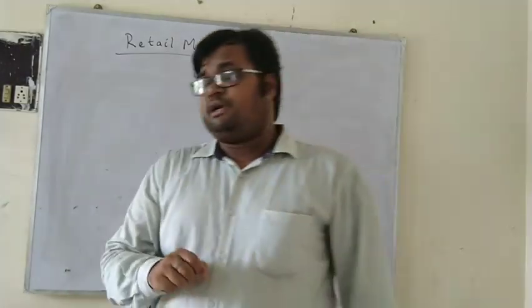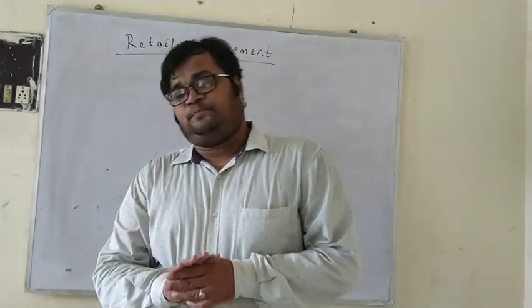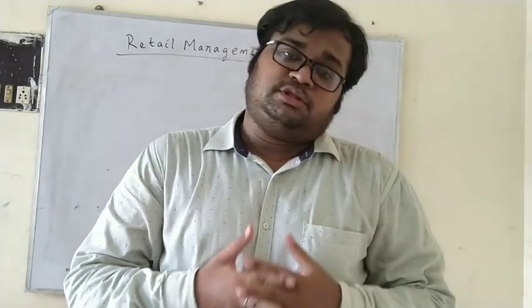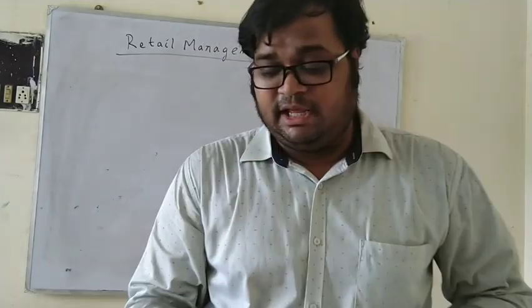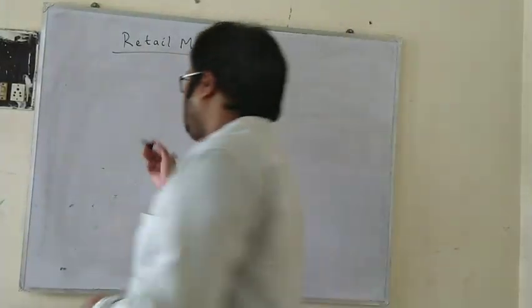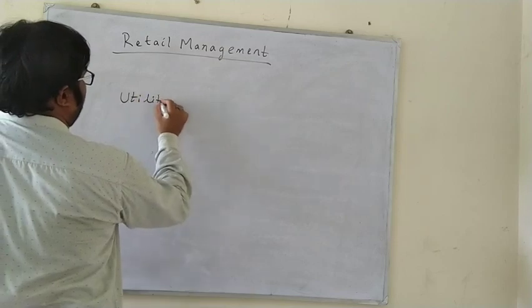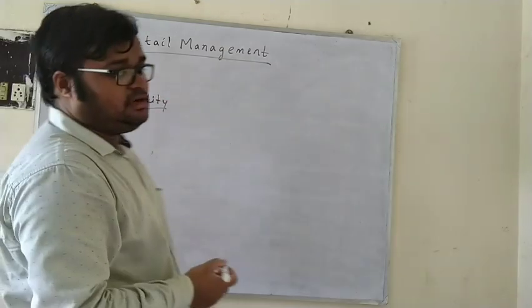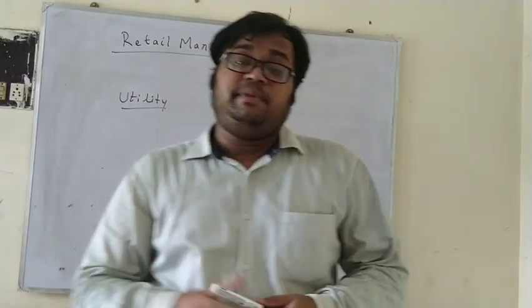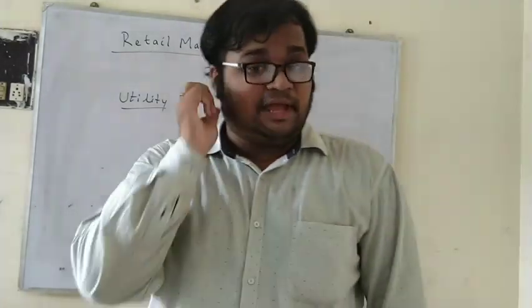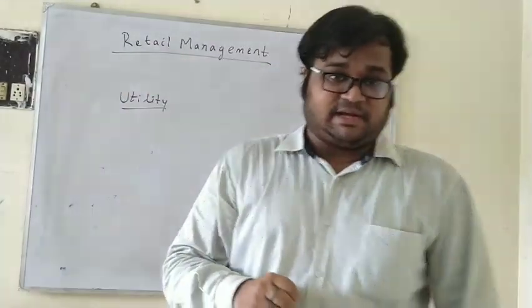So what are the major things that a retailer does? The retailer provides utility to both customers and manufacturers. This is the first thing. Utility means value, addition of value. Addition of value in what sense? It may be in the form factor, time factor and place factor.